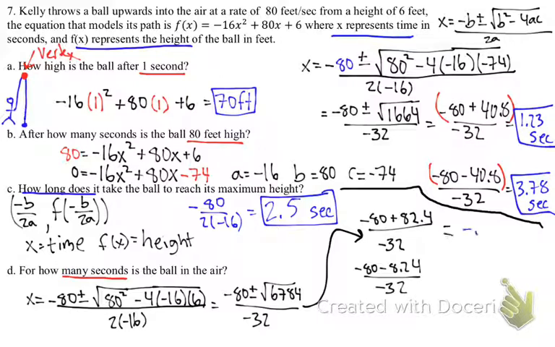We simplify that to get the first one, negative 80 plus 82.4 divided by negative 32, which gets us negative 0.075. And the bottom one, we get positive 5.08 seconds. We know time's not going to be negative. So therefore, our answer is only going to be 5.08 seconds. Alright, hope this helps.